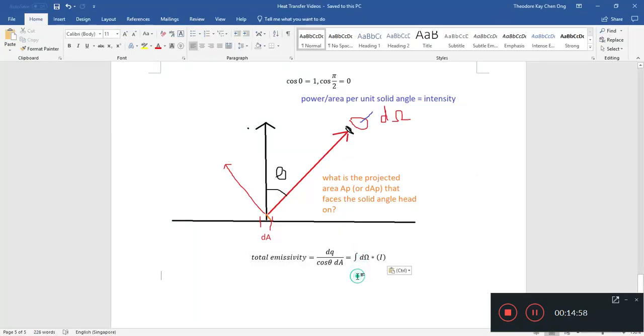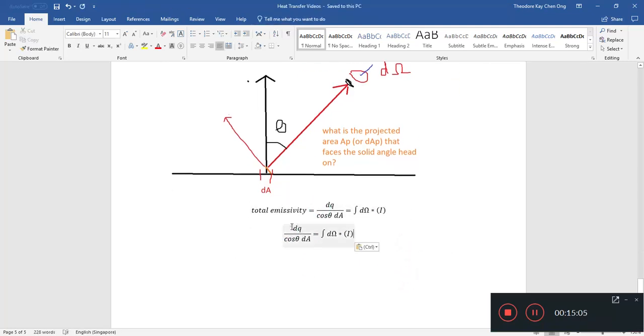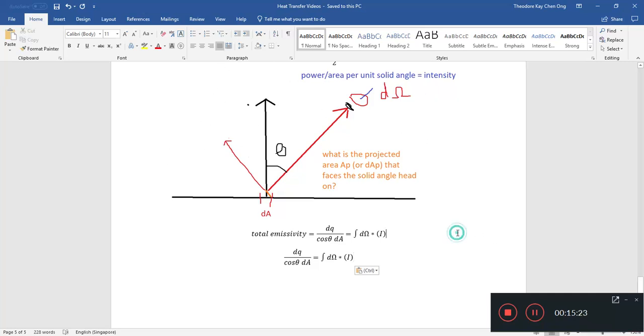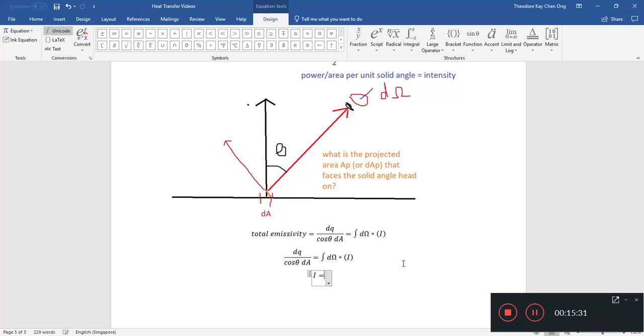And now we have our expression here. dq over dA, dq over cos theta dA, equals the integral over all solid angles of I, the intensity. So this is how intensity is defined. I equals d by d omega of this whole thing.